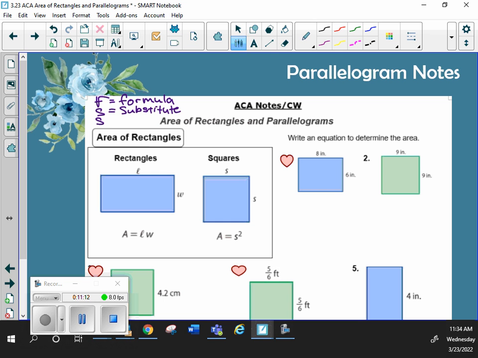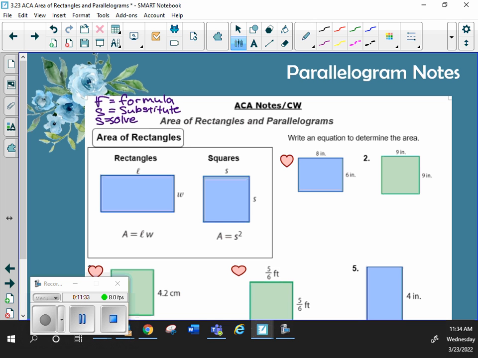Okay, that means when I have my formula, I'm going to replace the letters with any numbers I'm given. If they give me the base length, if they give me the height, I'm going to replace the letters, again, with those numbers. Lastly, I'm going to solve. Formula, substitute, solve. That's what I expect to see on every single problem.